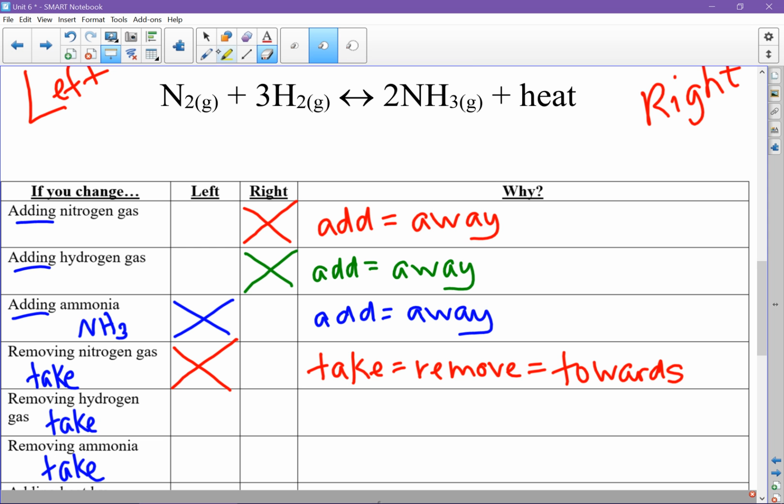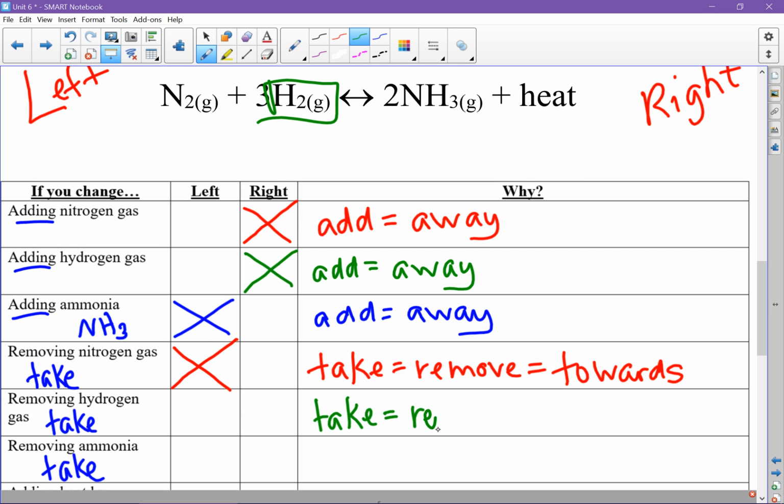Let's think about the other reactant that we have. Let's think about if we took hydrogen. So here's hydrogen. Remember, we're going to take, which means the same thing as remove. That's what the question said. When you take, it goes towards. So you're going to draw the arrow pointing from one side of the reaction to the hydrogen. That arrow also points to the left. So the reaction will shift to the left and make a lot more of these initial reactants.